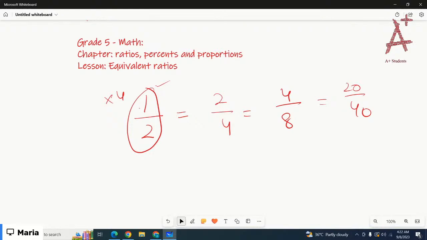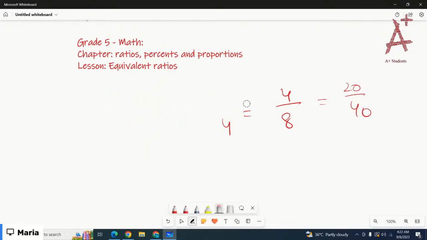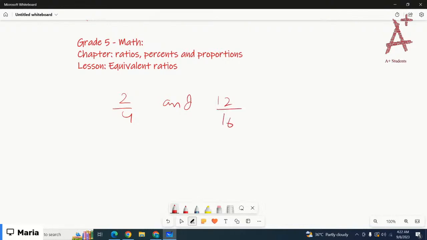Ratios that are the same when we compare them are equivalent ratios, right? Let's just start with the examples. The first example: you are given two ratios. You have to see if they are equivalent, right? The ratios given are 2 over 4 and 12 over 16. You have to see if they are equivalent ratios, right?